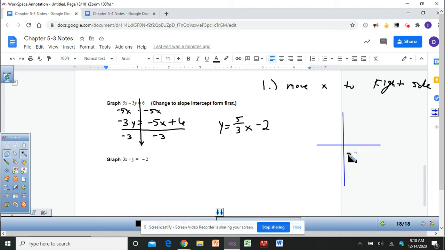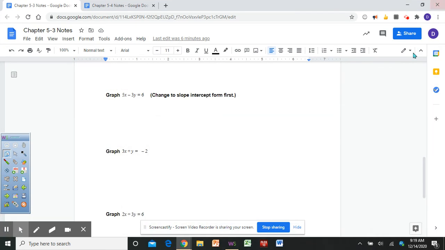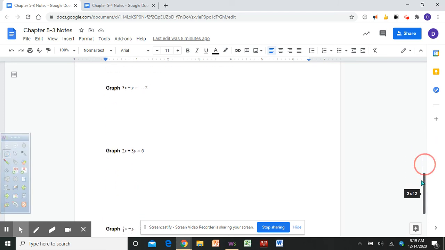My first step is I go down 2. And then I go up 5. 1, 2, 3, 4, 5. And I go to the right 3. And I connect my dots. Okay, let's try a couple more.